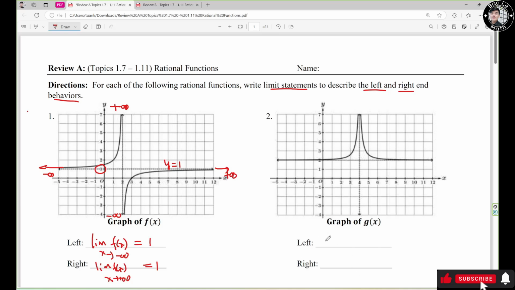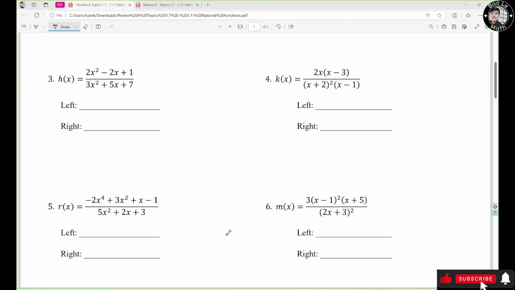Now, number 2, limit of the function f of s when s approaches negative infinity equals 2, because the horizontal asymptote is 2. You see the dashed line here, right? This one is y equals 2, right? So this one is 2. Limit of the function f of s when s approaches positive infinity is still 2, right? Now let's move on to question 3.